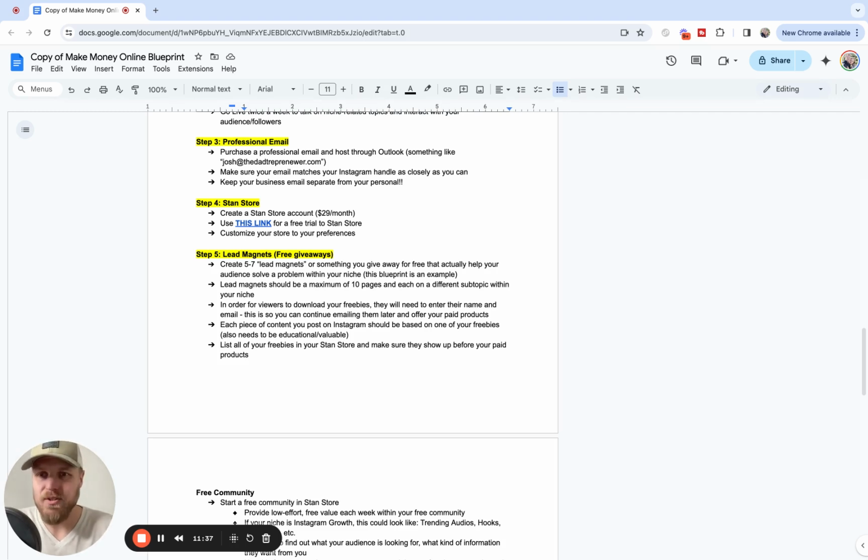Essentially, the technical term for it is a lead magnet. It's anything that you're giving away for free in exchange for somebody's email address so that you can follow up with them and hopefully sell them something down the road because you provided so much value to them. With your free stuff, they see it as a no-brainer to purchase your paid stuff.